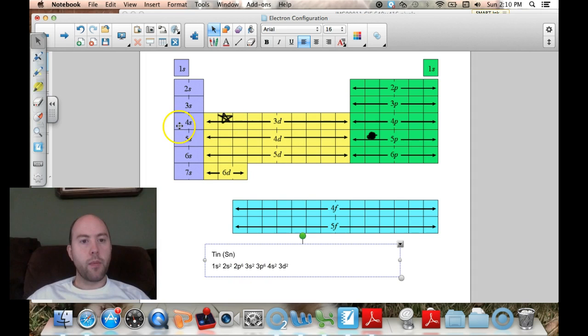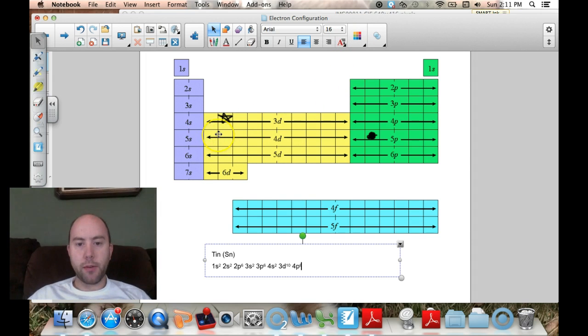Now I'm in the fourth. I went through both of the 4s's, 4s2. I went through all of the d's. Now, how many d's are there? Let's count. There's 1, 2, 3, 4, 5, 6, 7, 8, 9, 10. So that would be 3d10. Then, once I get through the 3D's, I'm back into the P's again, and it's still the fourth. So I put 4p. I went through all 6 of them. 4p6.